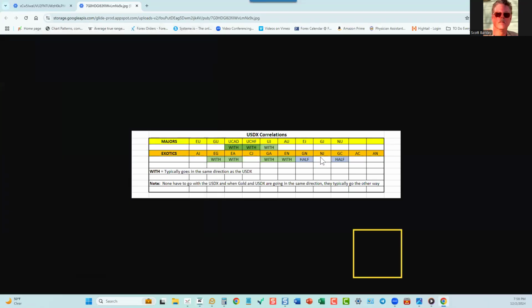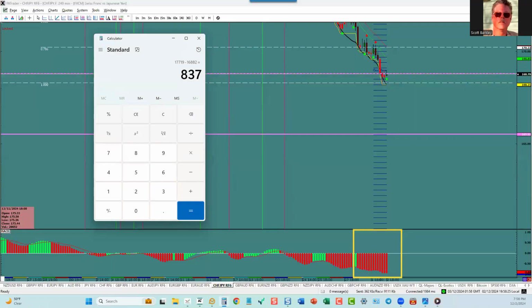Okay, CJ, what does it do? It goes opposite of the dollar. AJ, what does it do? It goes opposite of the dollar. New Zealand yen, opposite of the dollar. EJ, opposite of the dollar. GJ, opposite of the dollar. Okay? So this is statistically probable. Doesn't mean it does it every time because nothing does it every time. All right? So know your correlations.